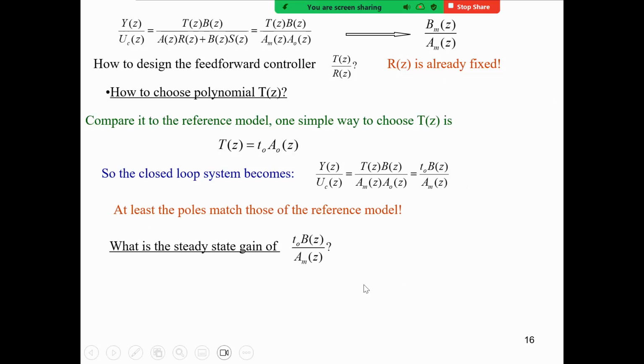Now just recall what we have learned. How do we compute the DC gain, or the steady state gain, of a discrete transfer function? Which value should we put in for Z? Z equals 1 or Z equals 0?